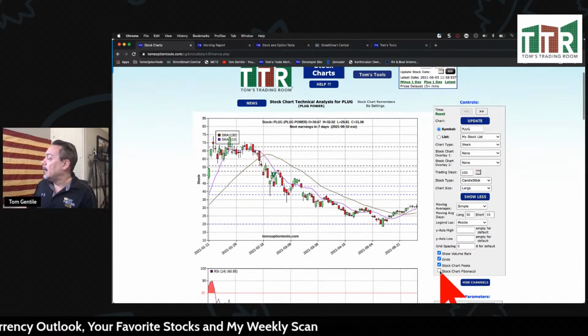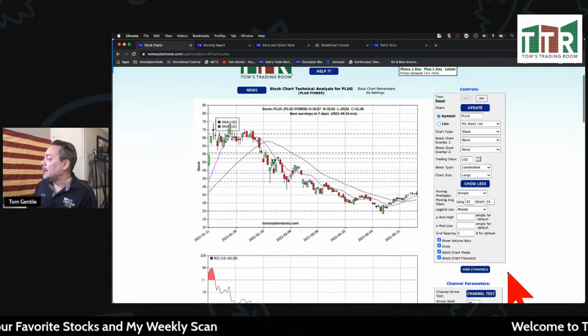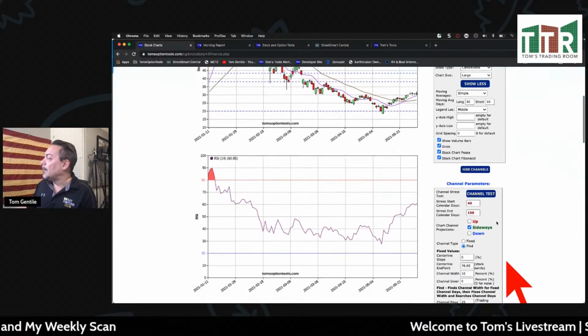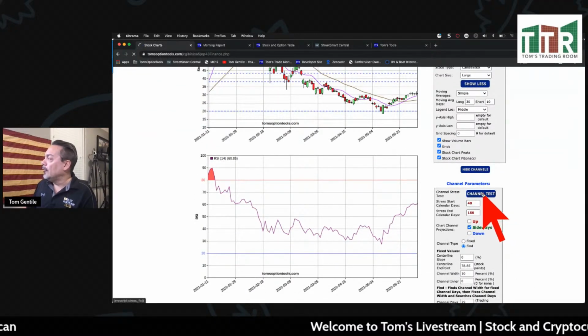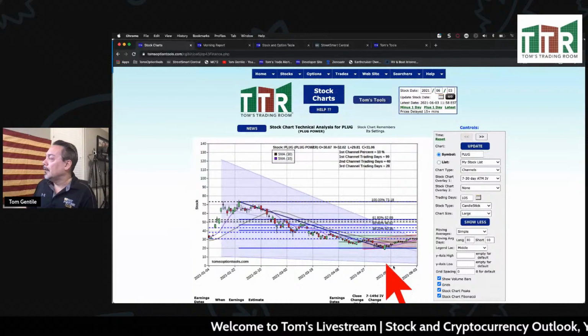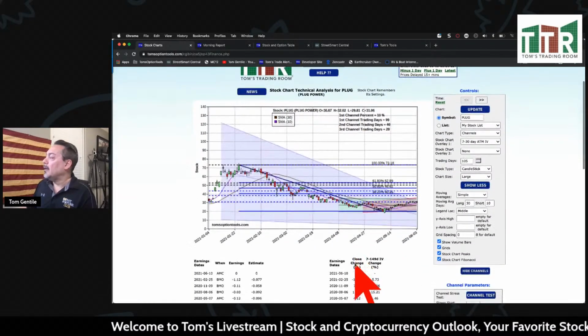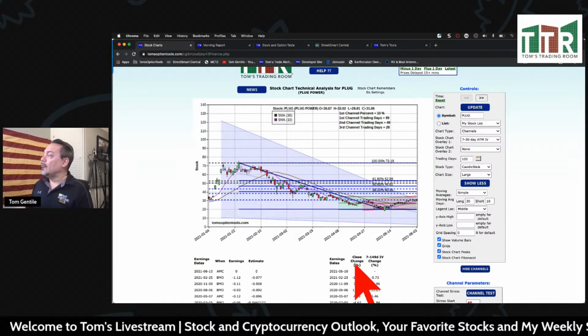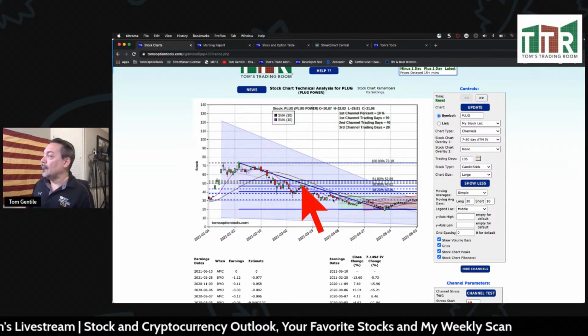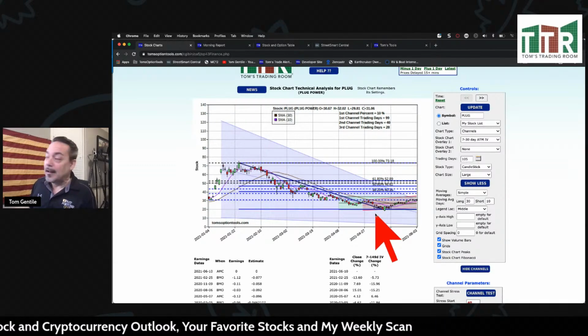To do that, I'm going to click on my stock chart Fibonacci, and I'm also going to look at something called a channel test. We do a stress test on channels. The stress test will give me an idea where the direction is. And obviously the direction is down. It doesn't take a genius to figure that one out either.